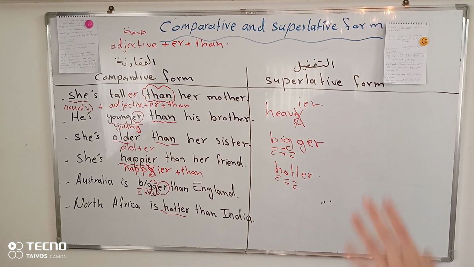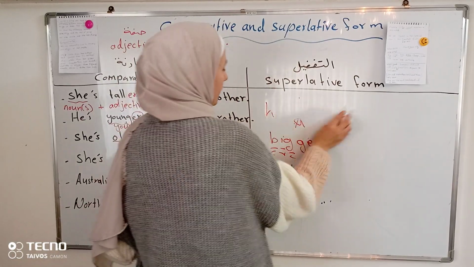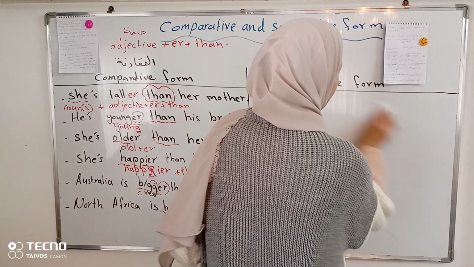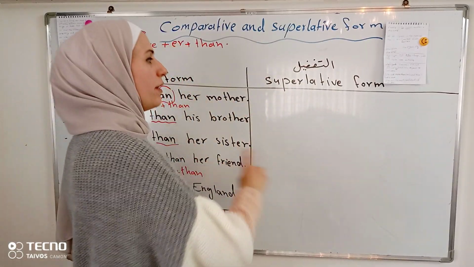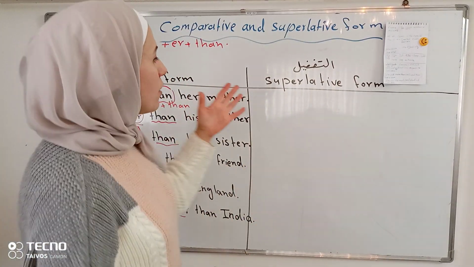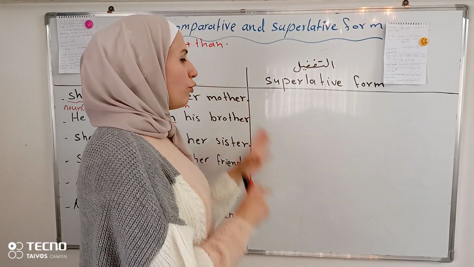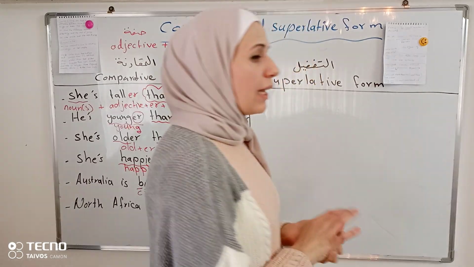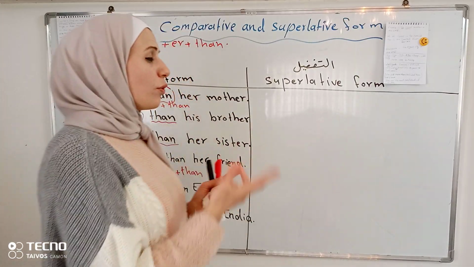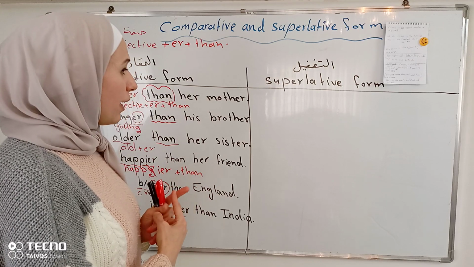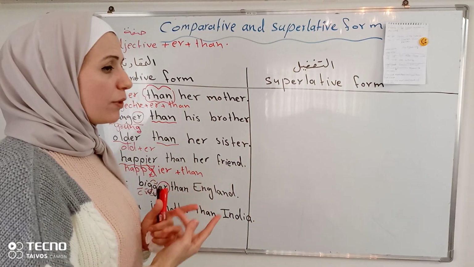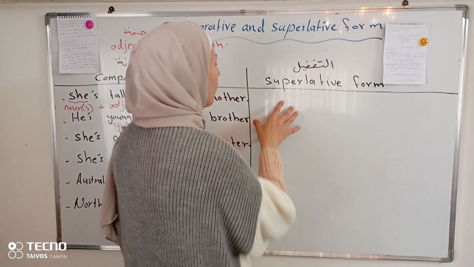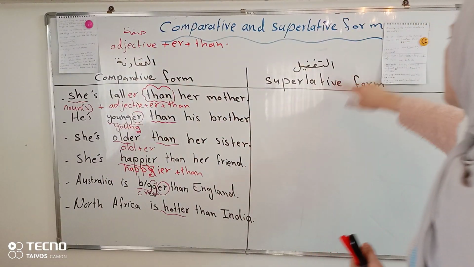Okay. Now we are going to take more examples about superlative form. حكينا when we use superlative form. بضلني أعيد وأكرر عشان تعرفوا الفرق بين comparative وبين superlative. Superlative form is used to show differences between more than two things or two people, or to compare one thing or one person with the rest of a group. Now we are going to take more examples about superlative form.